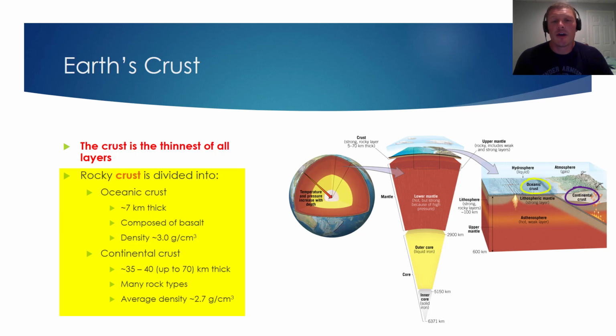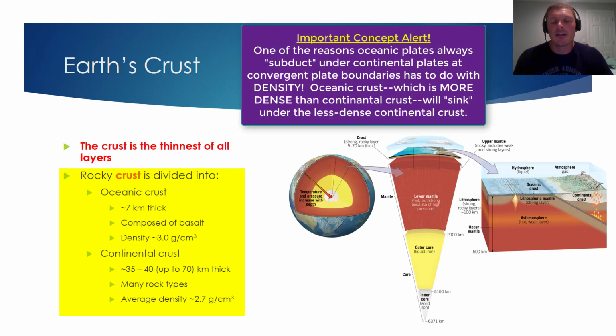Oceanic crust is composed primarily of basalt rock, whereas the continental crust is made up of a variety of rock types. A couple other things to note about the differences between oceanic and continental crust are that the continental crust is much thicker than the oceanic crust, and the continental crust is also less dense than the oceanic crust.